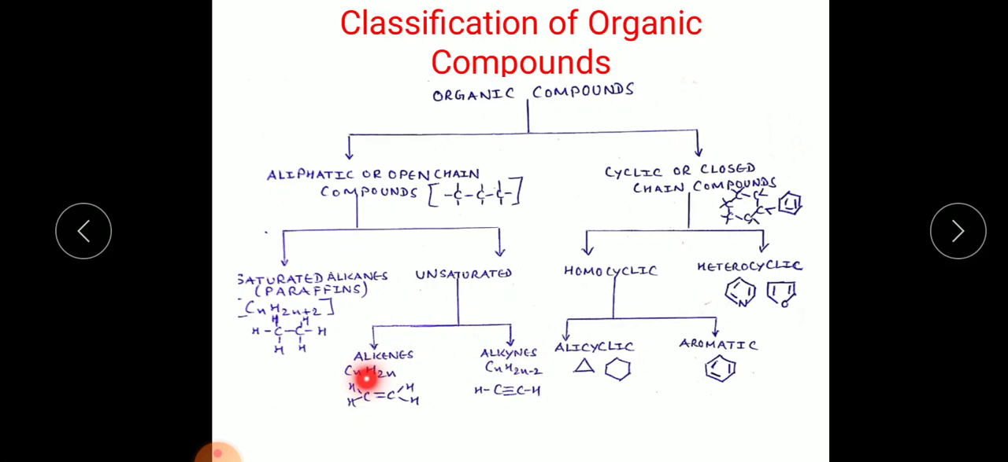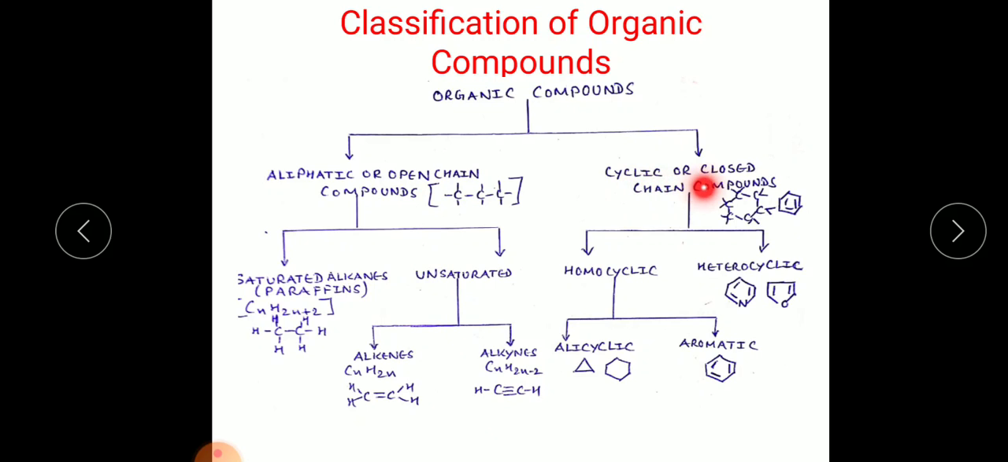For alkenes, the general formula is CnH2n. An example is ethene, or ethylene as we call it, where we have a carbon-carbon double bond. The second type is alkynes, with the general formula CnH2n-2, and the structure is like this, having a carbon-carbon triple bond. So this is the classification of open chain compounds. Now we'll see the classification of closed chain compounds.